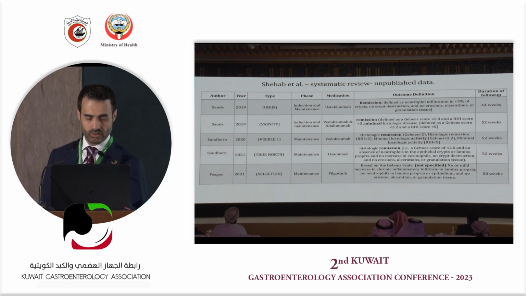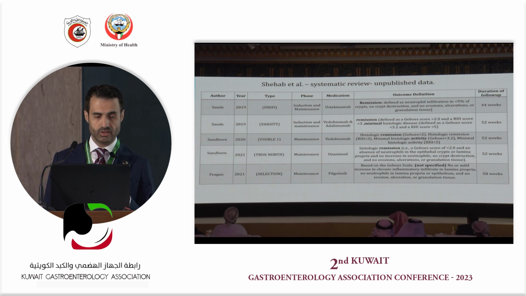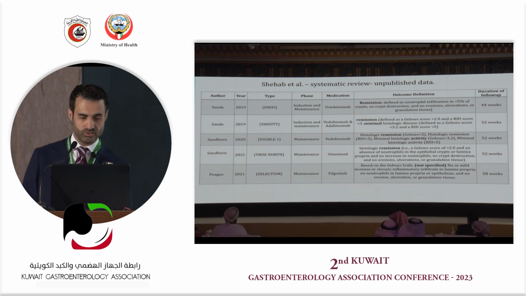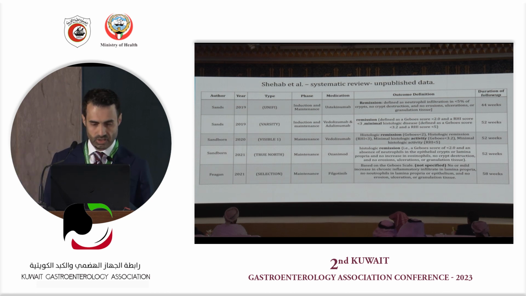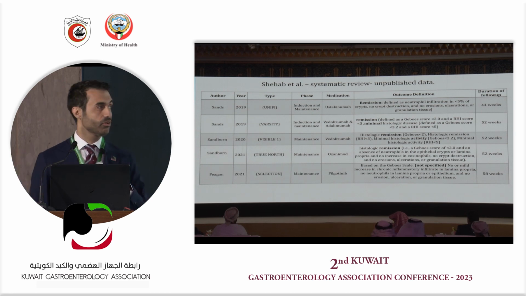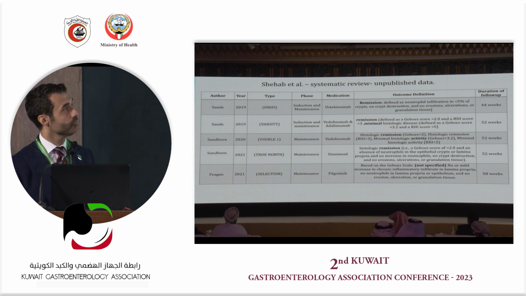The Vizible 1 remission was Geboes less than 3, and histological minimal activity if Geboes less than 3.2. In the True North trial, histological remission was defined as Geboes less than 2. The SELECTION trial for filgotinib didn't specify the score system, but they said the Geboes score, and there is none or mild activity, with an increase in chronic lymphocyte rate. They called it a remission.